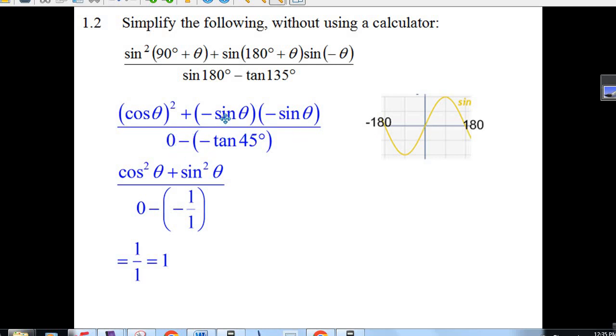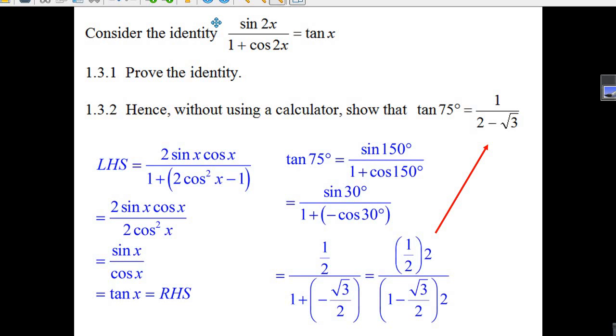Well, hey, what have we got here? Minus sine times minus sine is plus sine squared. Sine squared plus cos squared is 1. 0 minus minus 1 is just a positive 1. 1 divided by 1, the answer is 1.